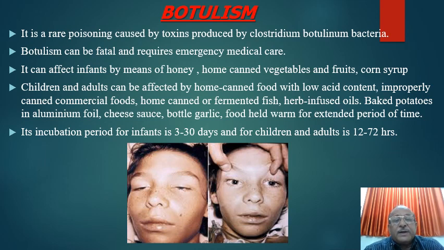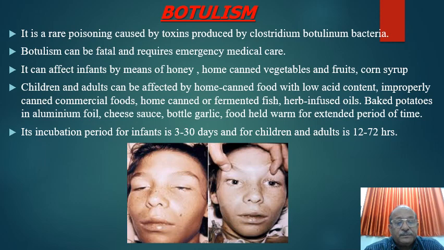Children and adults can be affected by home canned food with low acid content, improperly canned commercial food, home canned or fermented fish, herb infused oils, baked potatoes in aluminium foil, cheese sauce, bottled garlic, food held warm for an extended period of time. So these are the items which can produce botulism poisoning. Its incubation period for infants is 3 to 30 days and for children and adults it is 12 to 72 hours.